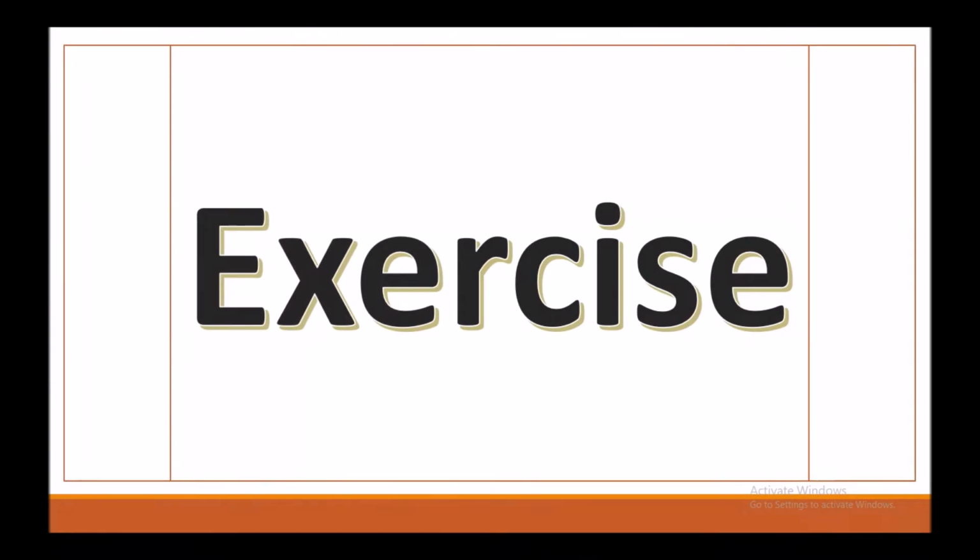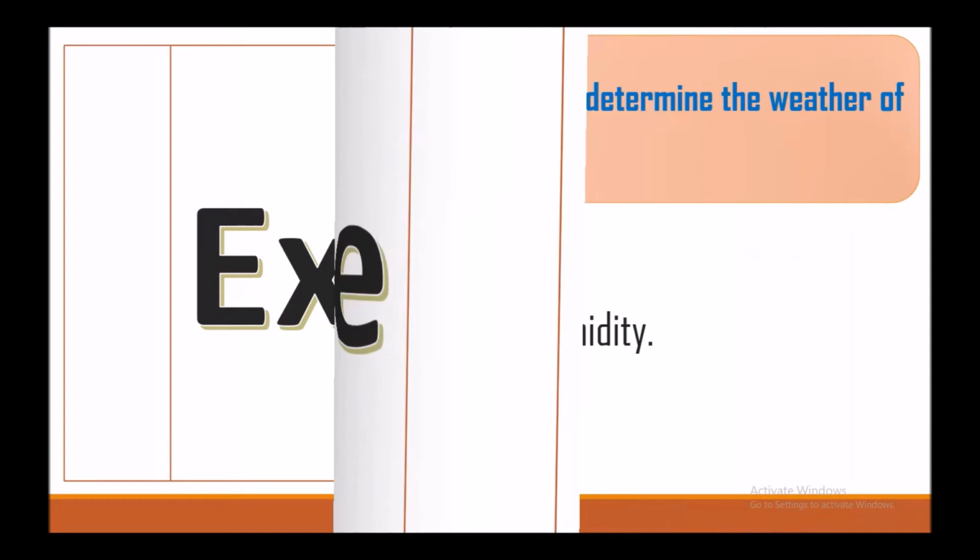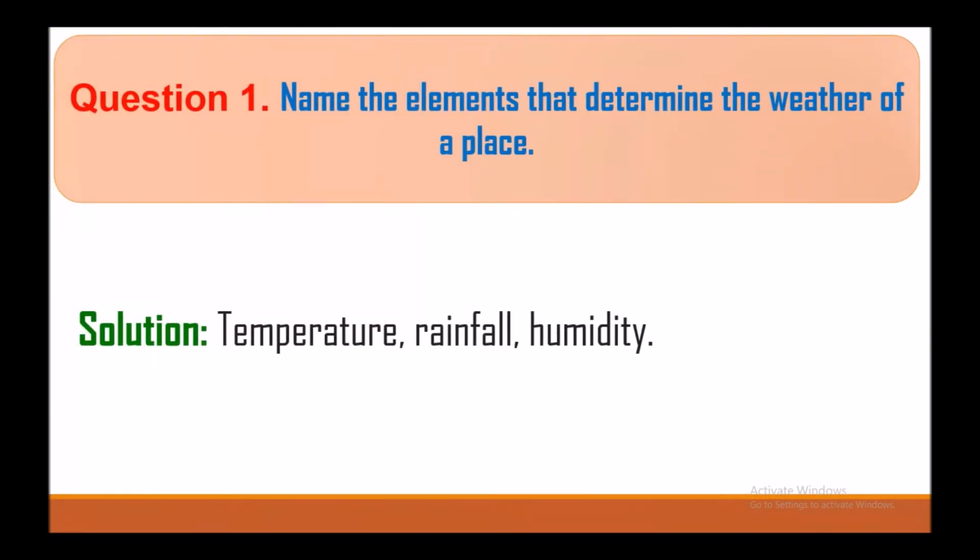Now let's see the solution of the exercise of the textbook. The first question is, name the elements that determine the weather of a place. So the answer is temperature, rainfall and humidity. These are the three elements that determine the weather of a place.